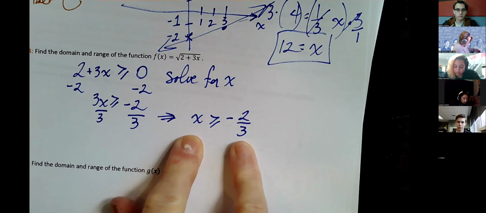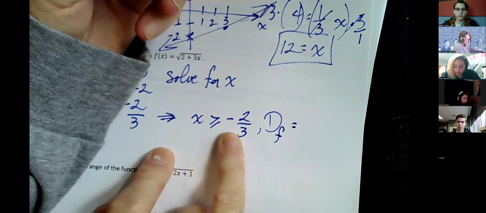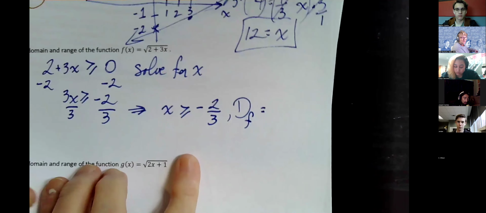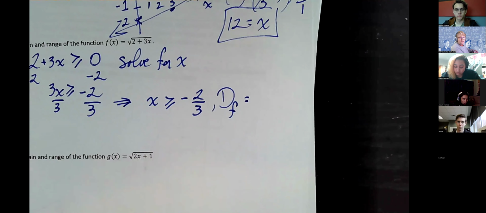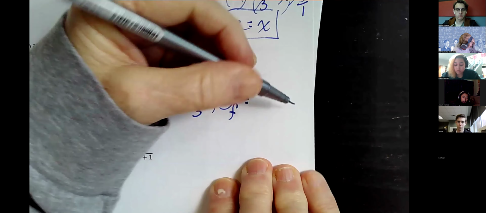Exactly right. So here we've got the domain of f. Let's write this in interval notation. Do we actually get to include negative 2/3? Yes, so it should be a bracket, right? That's right.